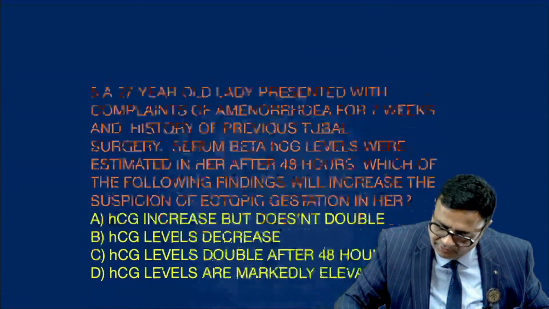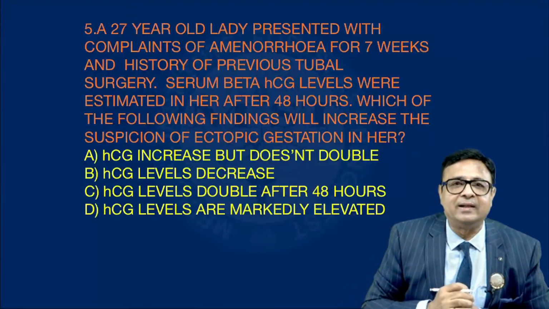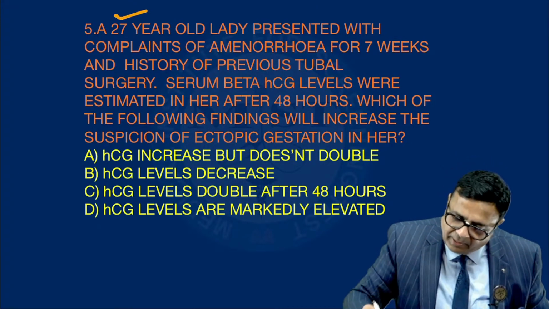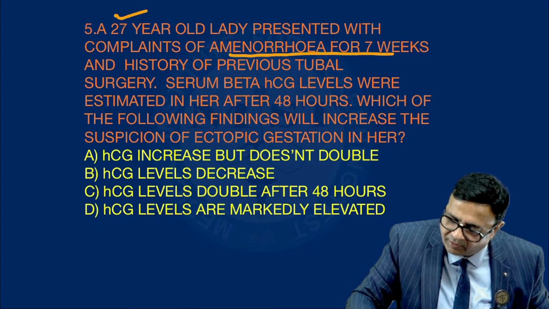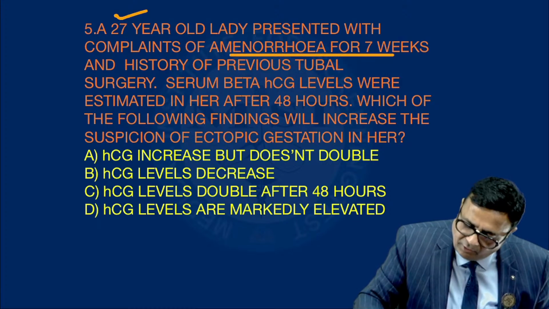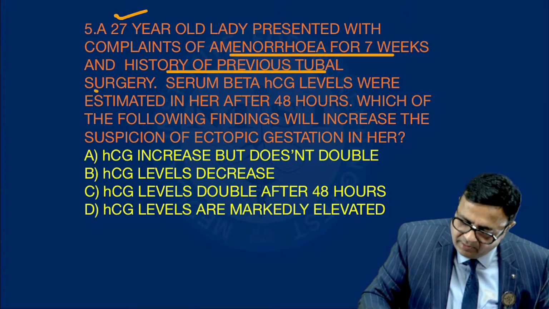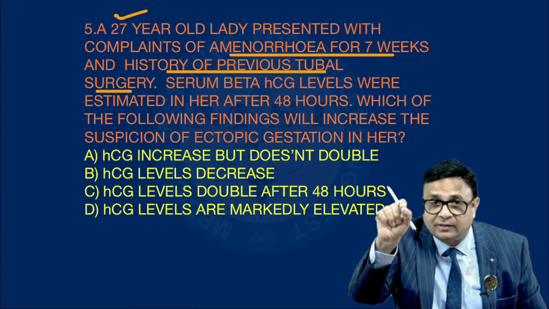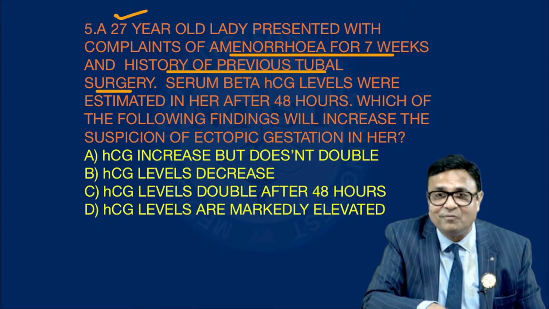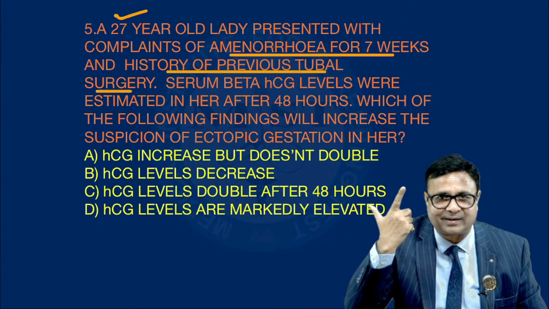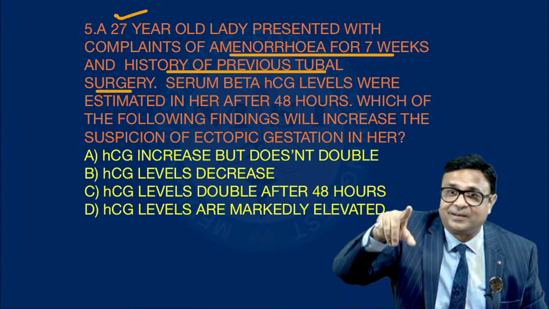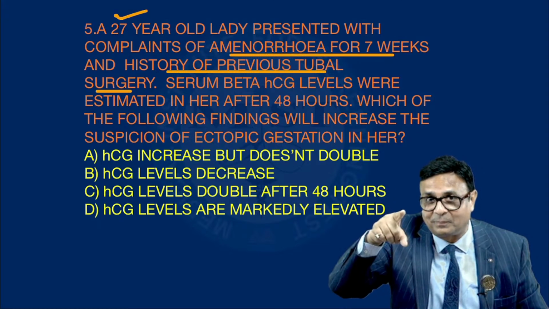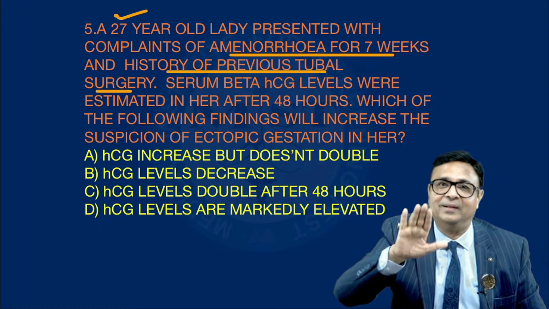Let's come to the next question. A 27-year-old lady. Fine. Her age is 27. Presented with complaints of amenorrhea for 7 weeks. Okay, fine. And history of previous tubal surgery. If you see this word, history of previous tubal surgery, where did we write this line in our notes, in our classes? Most common risk factor for ectopic is history of previous ectopic. And second most common risk factor for ectopic pregnancy is history of previous tubal surgery.